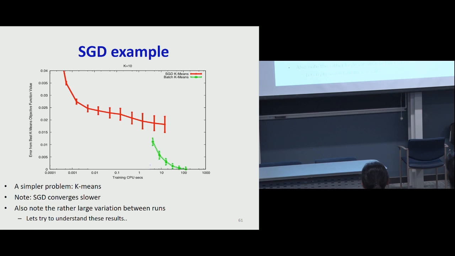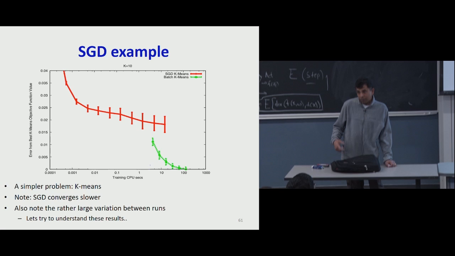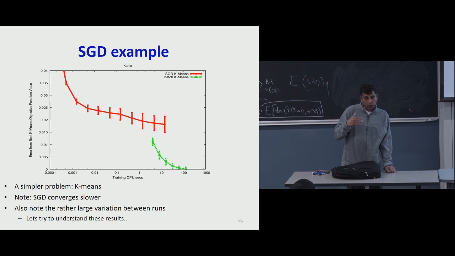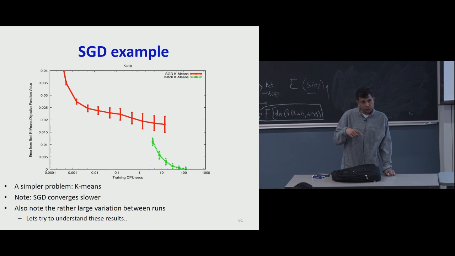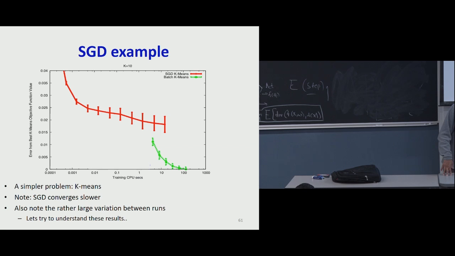But the flip side is the error is much higher. The actual solution it found is much worse, but then there's a bar. What are these error bars? If I rerun with different initializations, I'm going to end up in different points. And you find that the error bars are much, much bigger for SGD than for batch updates, which means that even when it converges, you can expect different solutions of different quality for SGD than you would for batch updates, where you expect the solutions to be much more consistent.